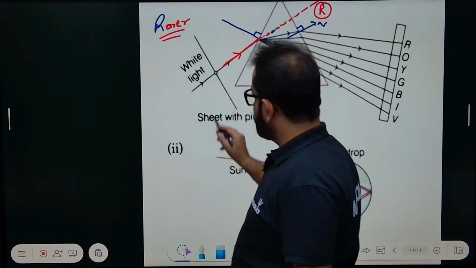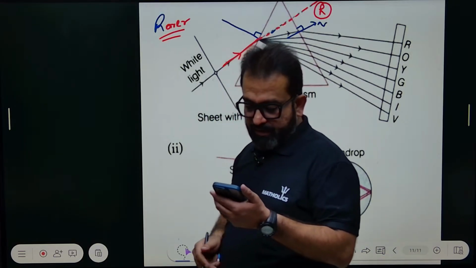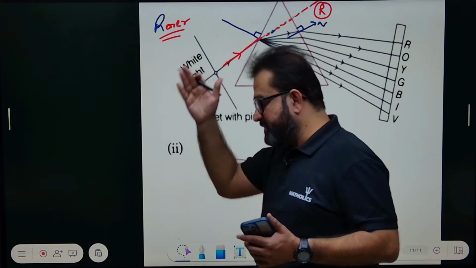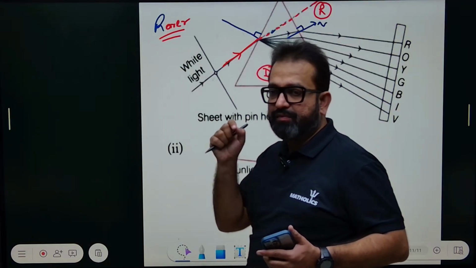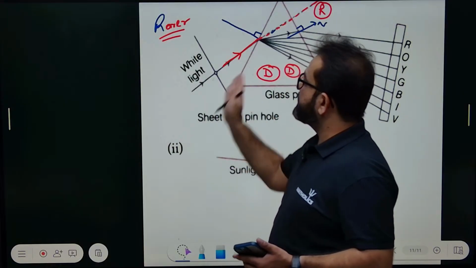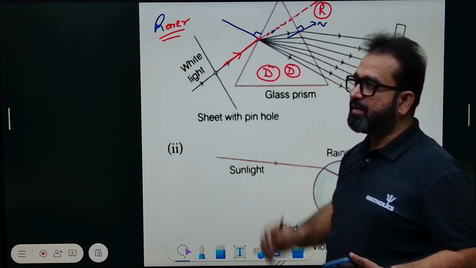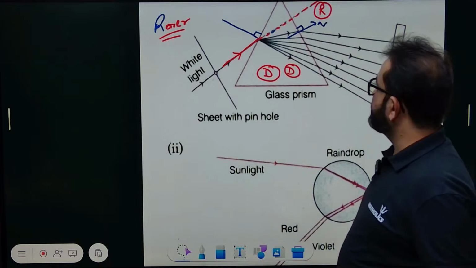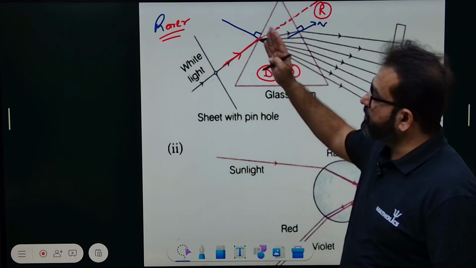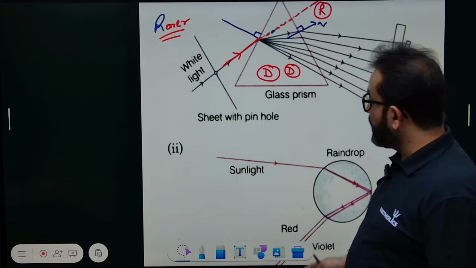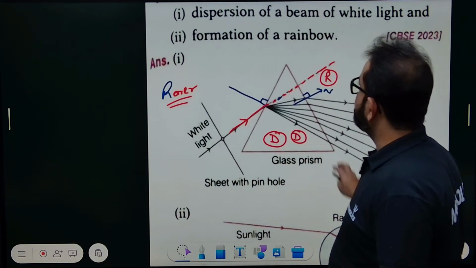This is an important point which we missed. You have to make this sheet. How does white light come? There is a light, there is a sheet, and in between the sheet is a hole. From that hole, light passes and is incident on this prism. Okay, sorted. This is what I was saying, that you must know what is essential for the diagrams.